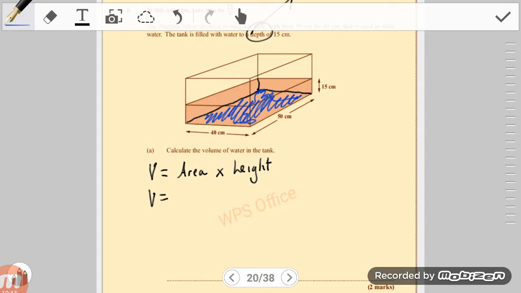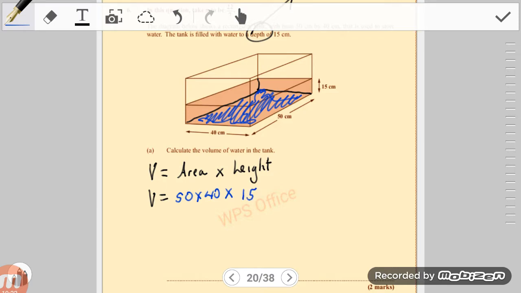That's the cross-sectional area, the base there. That's going to be 50 times 40. And since we're looking for the volume of the water that is in the tank, we have to use the height of the water, which is going to be 15 centimeters.